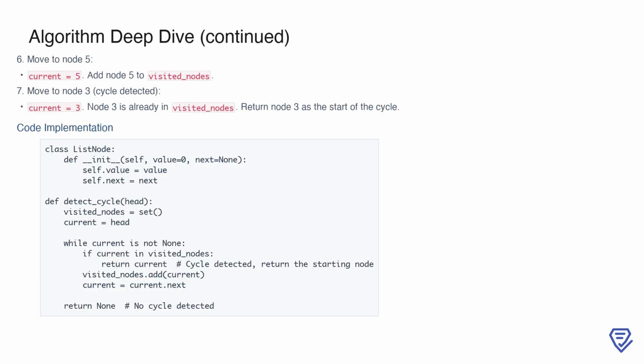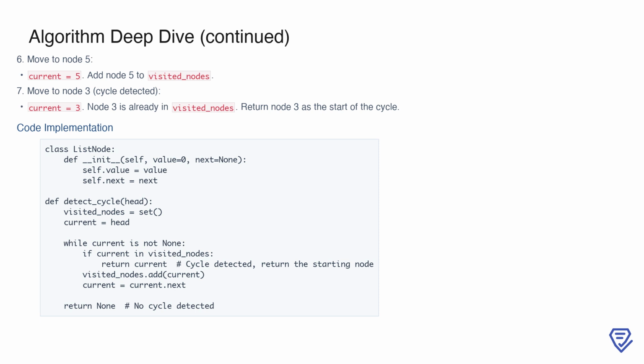At node 5, we include it in the visited_node set and then move to the next node, which takes us back to node 3. At this point, the algorithm checks the hash set and finds that node 3 already exists in visited_nodes. This confirms the presence of a cycle, and the algorithm returns node 3 as the starting point of the cycle. To better understand how this is implemented in code, take a look at the Python solution provided.